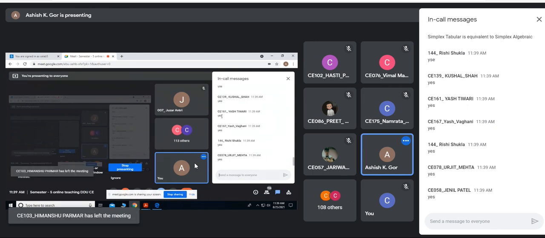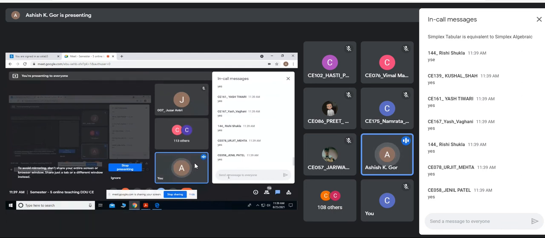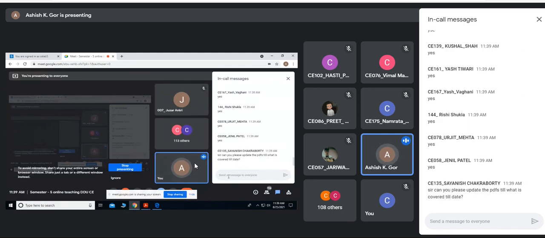Yes. Okay. So fine. In tomorrow's lecture, we will see one example of the tabular method.